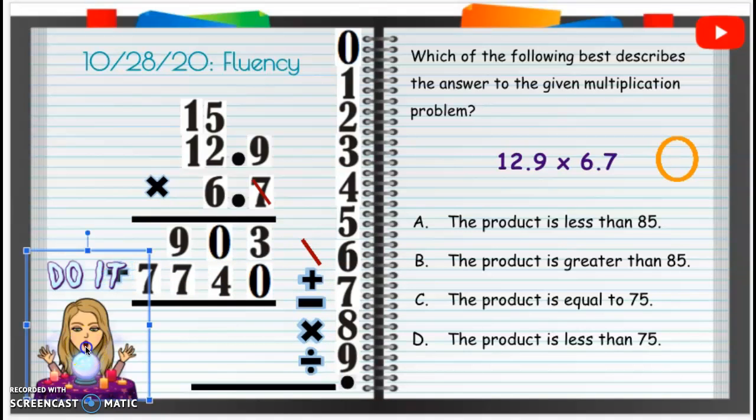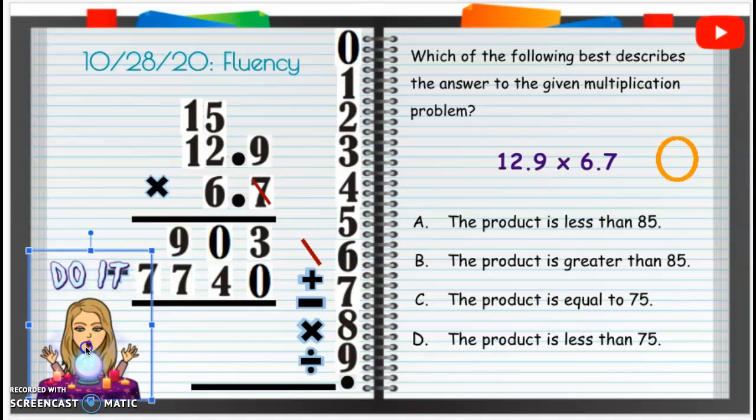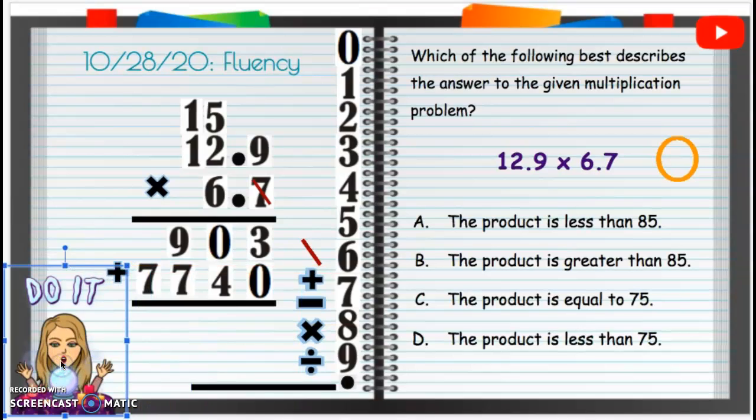All right, so let's add them up. 3 plus 0 is going to be 3. 0 plus 4 is 4. 9 plus 7 is 16. I'm going to carry that 1, drop that 6. And then 1 plus 7 is 8.